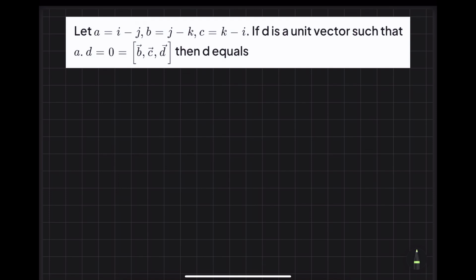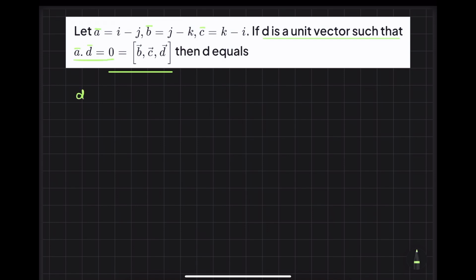So, we got a wholesome new problem which says let vector A equals i minus j, vector B equals j minus k, vector C equals k minus i. If D is a unit vector, so they are saying that the vector D is a unit vector, means magnitude is 1, means D1 square plus D2 square plus D3 square equals 1. And also A dot D equals 0 and also the scalar triple product is 0. So these guys have provided you three equations and D will carry three variables, correct? So we can solve this question.